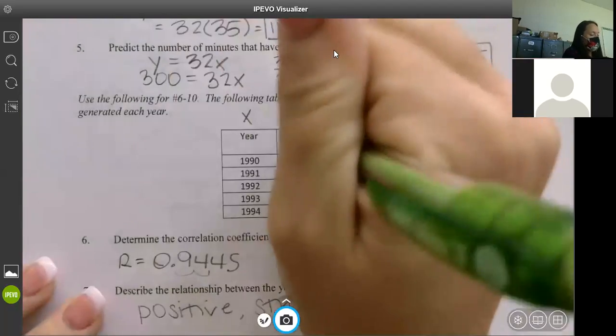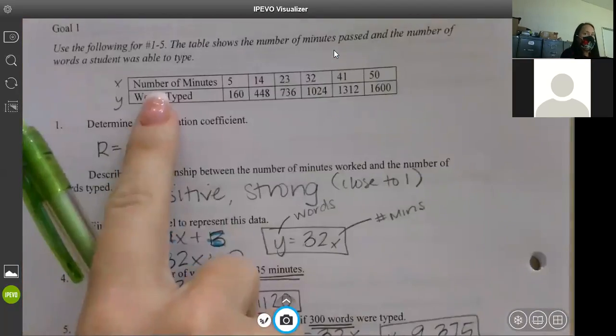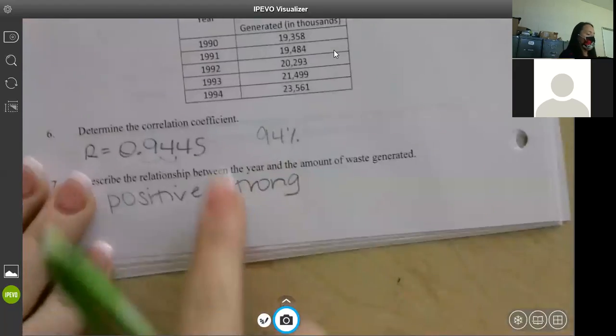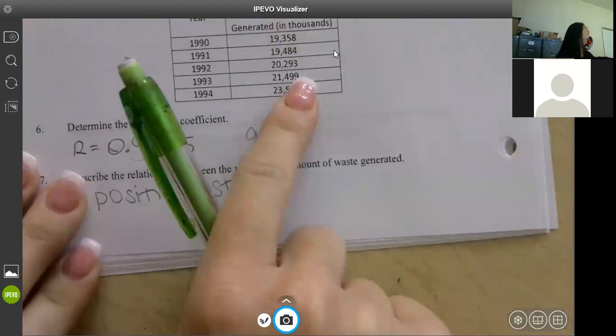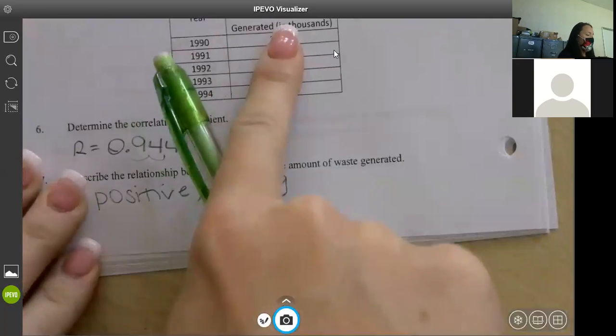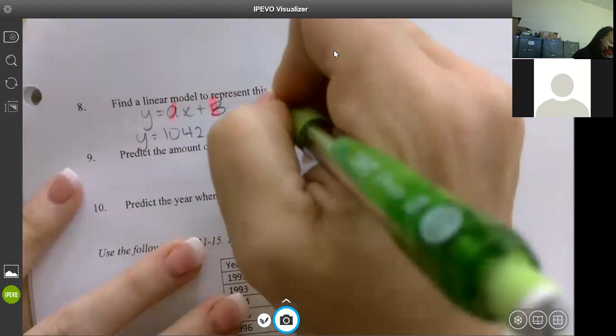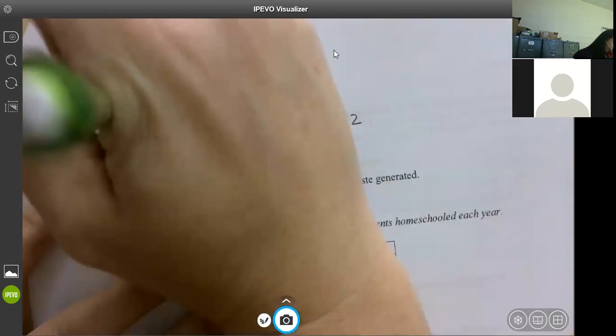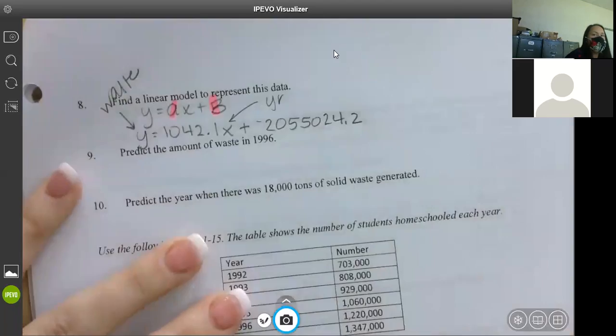Yep. Remember, it's always in order, x, y. So on this chart, x is on top, y is on bottom. On a chart like this, x is to the left, y is to the right. Okay, so x is the year, and y is the tons of waste, or just waste. So x is the year, and y is the waste.